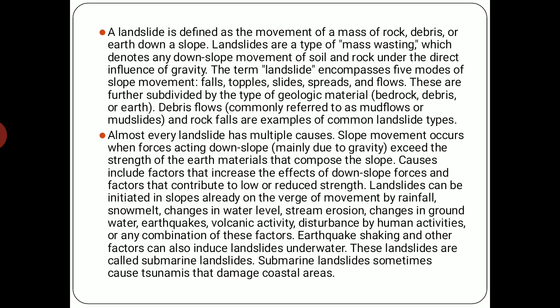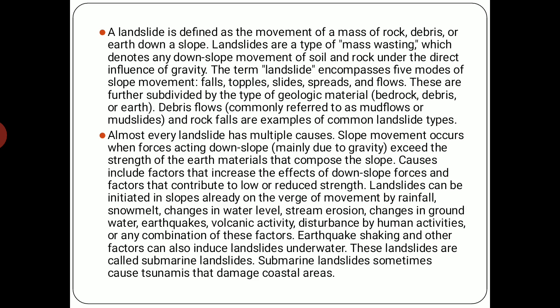Almost every landslide has multiple causes. Slope movement occurs when forces acting downslope, mainly due to gravity, exceed the strength of the earth material that composes the slope. Causes include factors that increase the effect of downslope forces and factors that contribute to low or reduced strength. Landslides can be initiated in slopes already on the verge of movement by rainfall, snow melt, changes in water levels, stream erosion, changes in groundwater, earthquakes, volcanic eruptions, and disturbance by human activities. All these may cause landslides in the mountainous region, right?